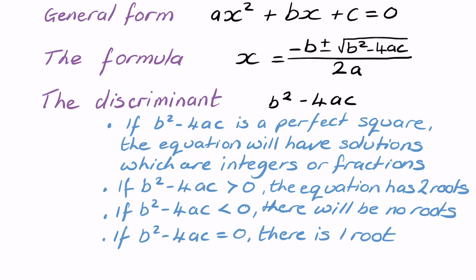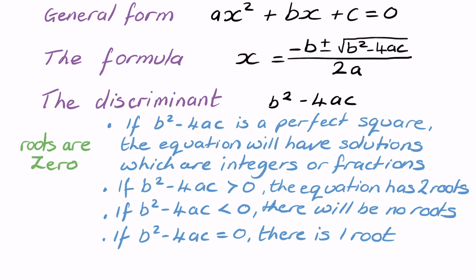And here I've jotted down the theory for you. If b squared minus 4ac is a perfect square, then the equation will have solutions which are integers or fractions. If b squared minus 4ac is greater than 0, then the equation will have 2 roots. Remember, roots are just where y is 0. If b squared minus 4ac is less than 0, there will actually be no roots, so the graph won't cross the x-axis. And if b squared minus 4ac equals 0, there is 1 root, so it would just touch the x-axis.